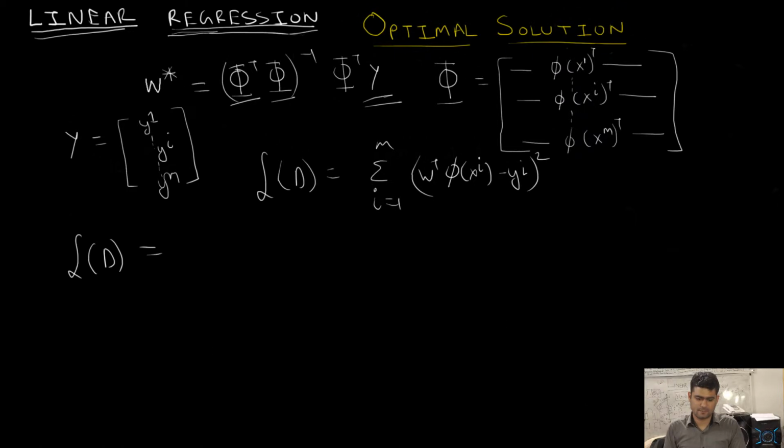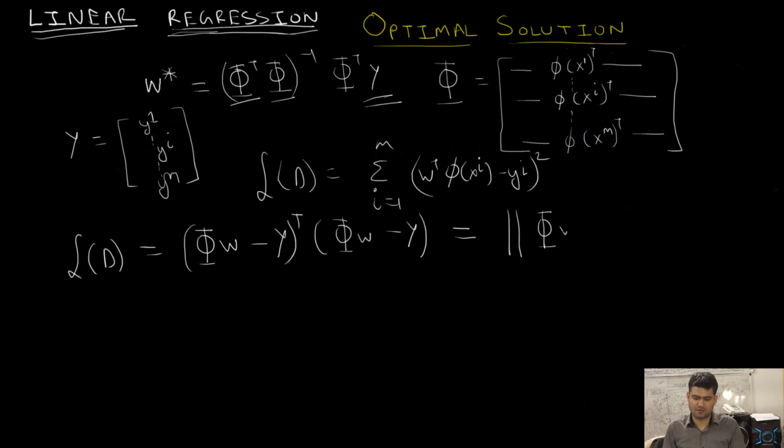So using this matrix notation and this vector notation, we can rewrite this loss function as phi times W minus y, transpose, times phi times W minus y, which is the L2 norm of phi of W minus y, squared. So you can convince yourself that if you do this multiplication, you'll arrive at the same loss function.